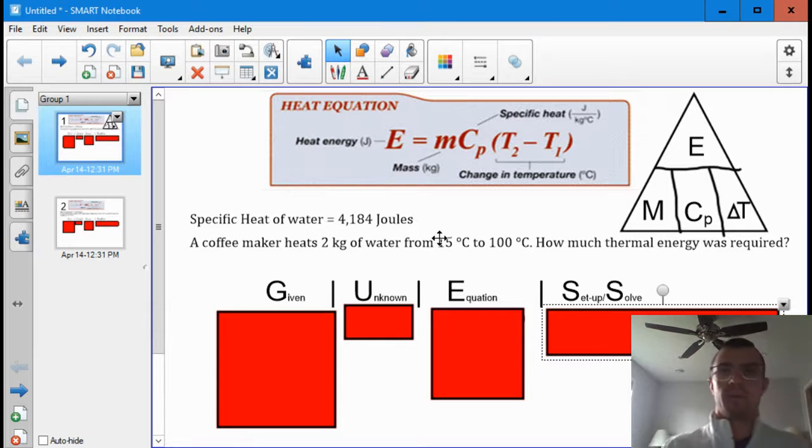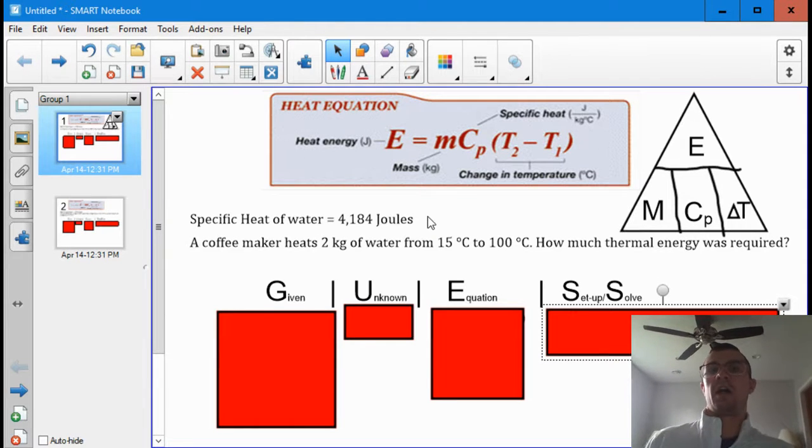Hey everybody. So just like I said, I wanted to make another video talking with you about the calculations for heat energy, and specifically using the specific heat of water to make those calculations. What you can see here is our equation for heat energy, our heat equation.